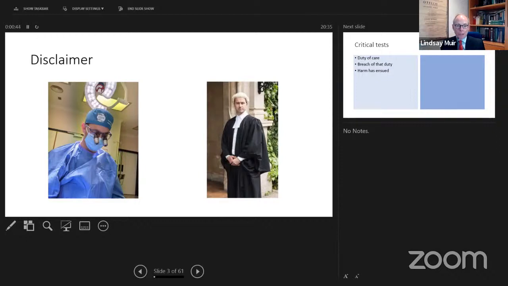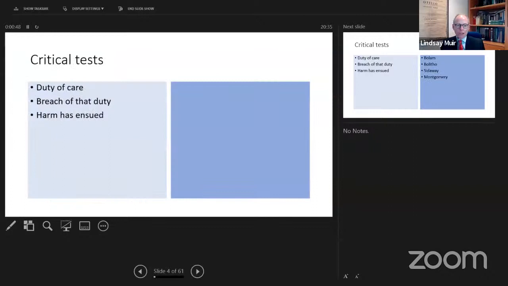However, I've done quite a bit of personal injury reporting, and more recently I've done a bit of negligence reporting. So let me see if I can run through some of the aspects that seem helpful to me. I know you know all this, so I'm going to run through it quite quickly, but it might be helpful just to remind ourselves of some of the critical tests in medical negligence.